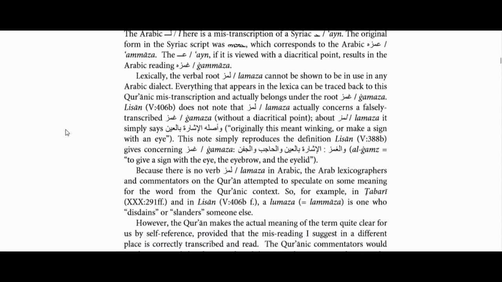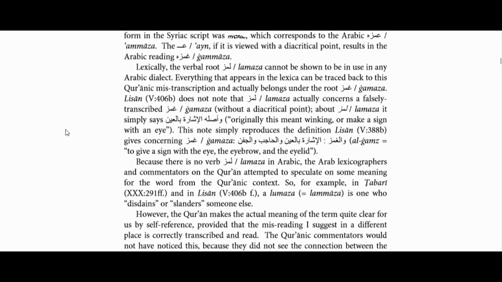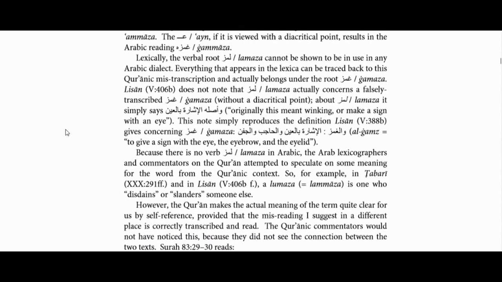Lexically, the verbal root lamaza cannot be shown to be in use in any Arabic dialect. Everything that appears in the lexica can be traced back to this Quranic mistranscription and actually belongs under the root Gamaza.